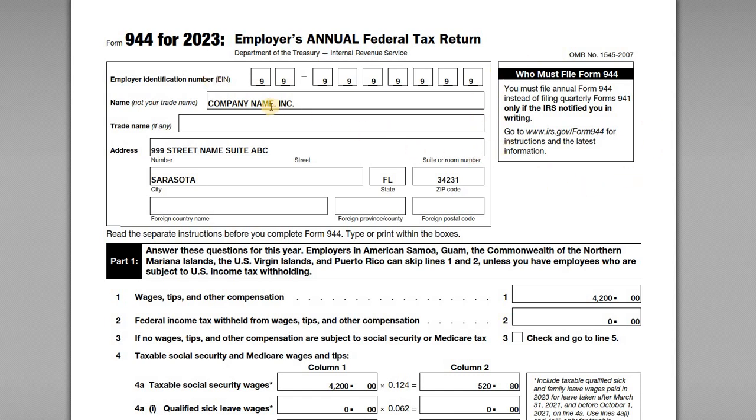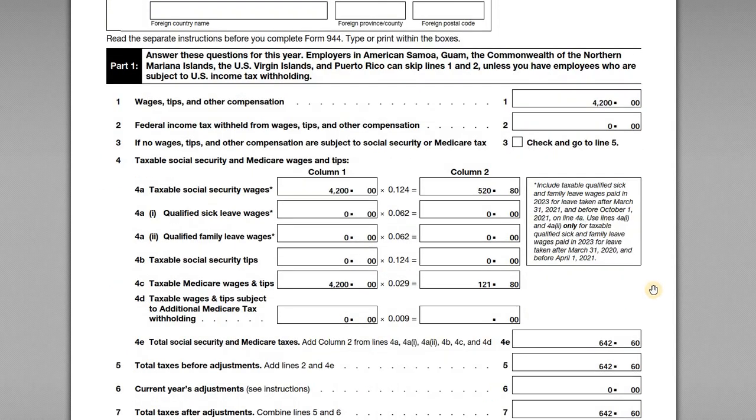We don't have to file quarterly. So we've got the EIN at the top, the company name, street address. And then in part 1 is where we start calculating the payroll taxes that are owed. So we've got gross wages, federal wages, $4,200.